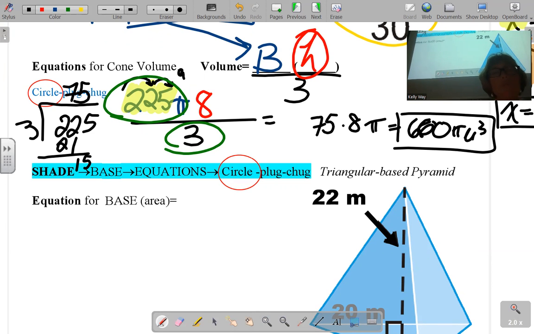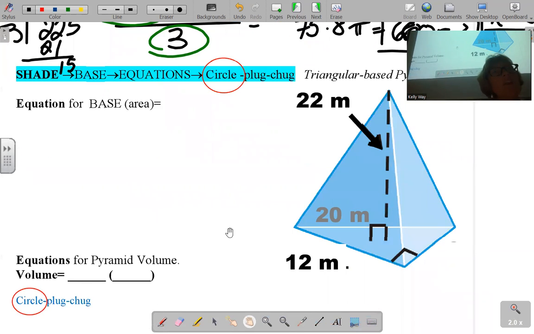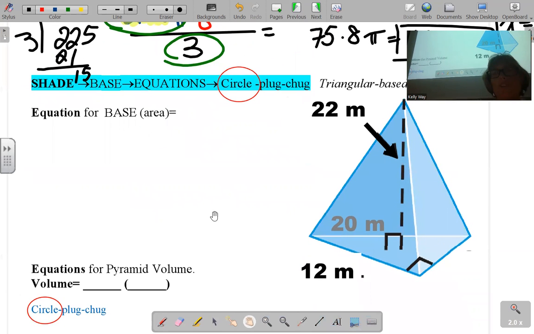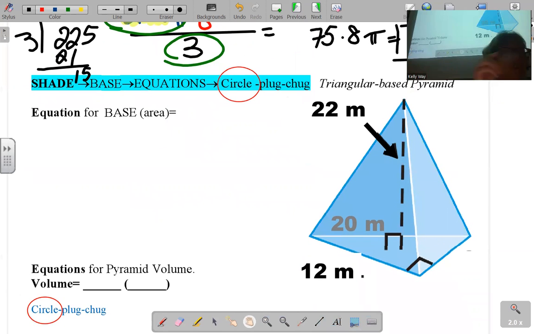We'll do one more, and then you'll have almost an hour to work on this. Almost 100% of you should get a sign-off if you stay on task. Shade base equations. Circle, plug, chug. Start by shading the base. Go.